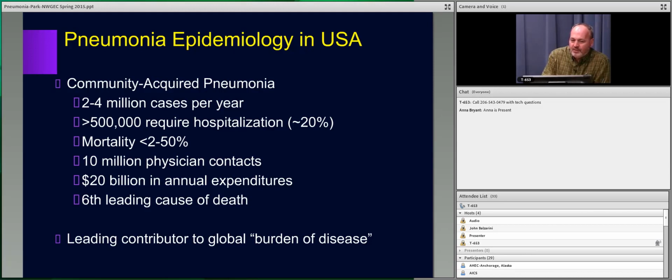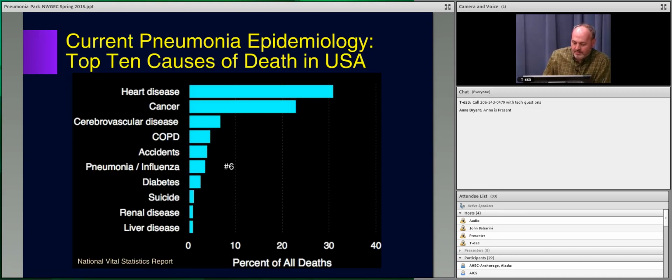Pneumonia and lower respiratory tract infections account for about 10 million to 12 million physician contacts annually, 20 billion in annual expenditures, and pneumonia has varied between the 6th and 7th leading cause of death in the U.S. Globally, it's the leading contributor to the global burden of death and disease around the world.